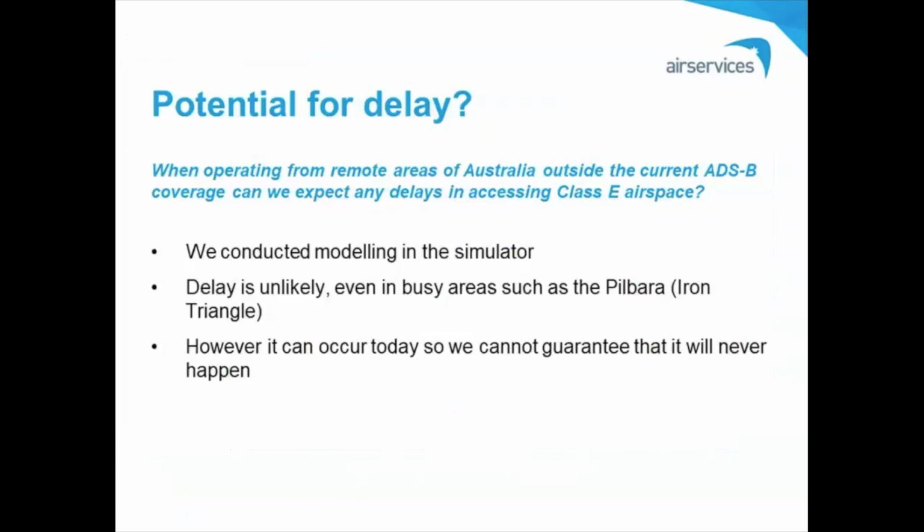We have been asked about the potential for delays in accessing Class E airspace once it's lowered. We have conducted modelling in our air traffic control simulators, and the delay is unlikely even in busy areas such as the Pilbara, also known as the Iron Triangle. However, it can occur today, so we cannot guarantee that it will never happen.